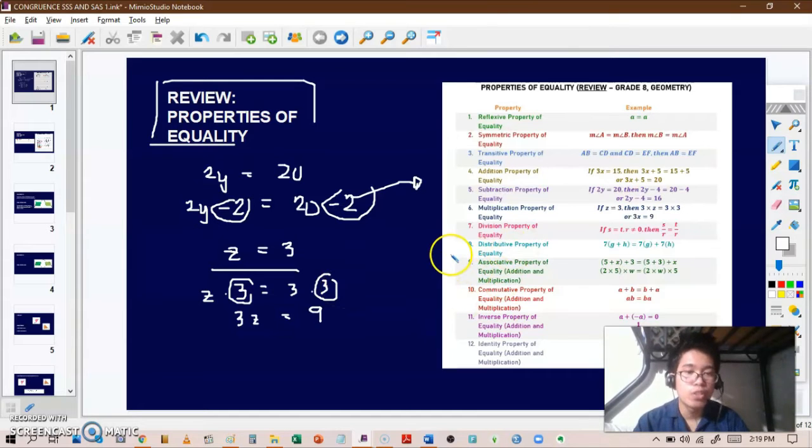Then we have the division property of equality. Let's say for example we have two variables, s and t. If r is not equal to 0, then since s and t are equal, we can say that s over r is equal to t over r, given that our value of r is not equal to 0.